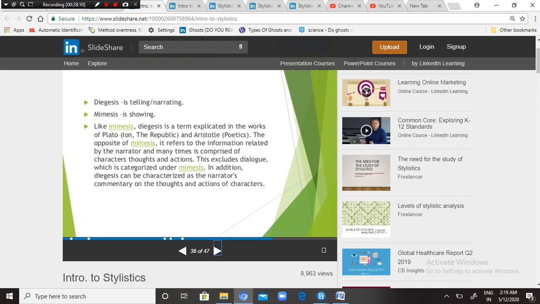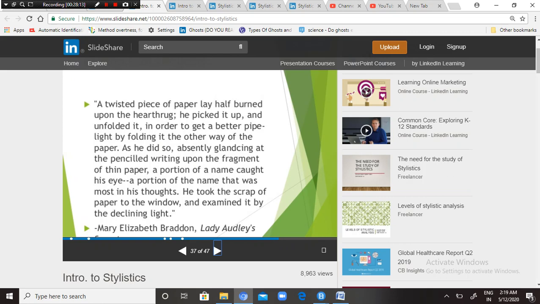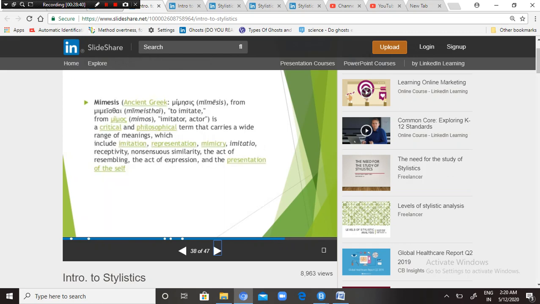By floating, it is other way of the paper, as he did so abundantly and glancingly, and the pencil written spoken upon the fragmenting of the thin paper. A portion of a name caught his eyes, a portion of the name that had most been in his thoughts. He took the scrap of paper to the window and examined it by the declining light. Mary Elizabeth Brando, Lady Adola.